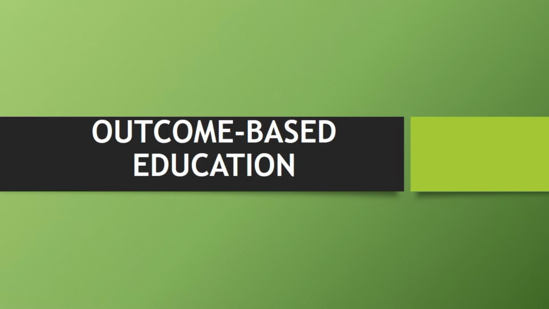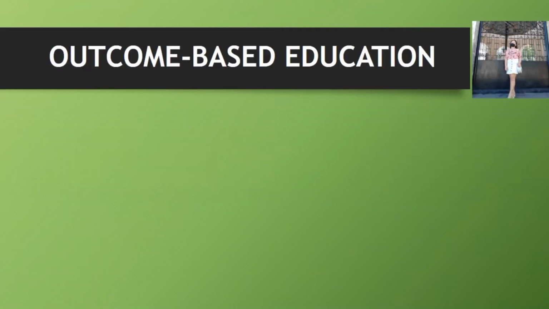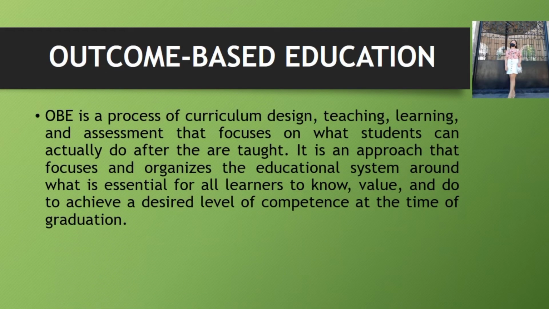So what is exactly meant by outcome-based education? Outcome-based education or OBE is a process of curriculum design, teaching, learning, and assessment that focuses on what students can actually do after they are being taught. It is an approach that focuses and organizes the educational system around what is essential for all learners to know, value, and do to achieve a desired level of competence.